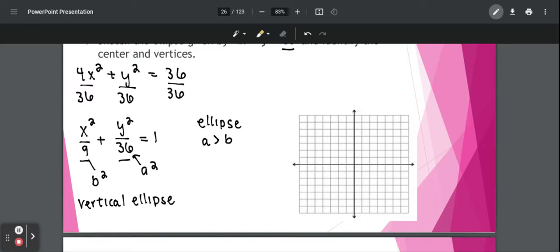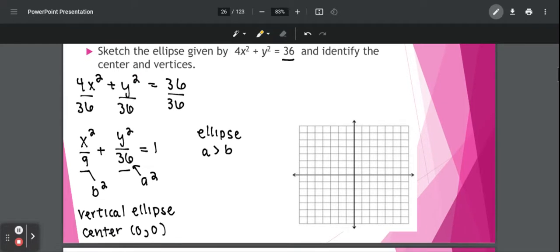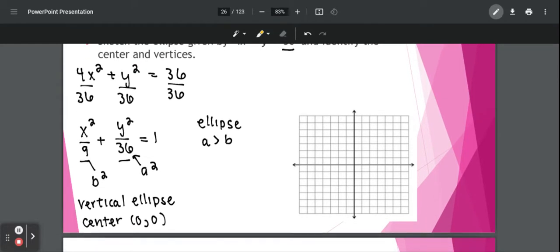We have a center at 0, 0, since we are not subtracting any h's or k's from the y. And then our vertices are always on the major axis. So our vertices are going to be on our y-axis. And our vertices are 0 and plus or minus our a value. So in this case, our vertices are at 0 and plus or minus 6.